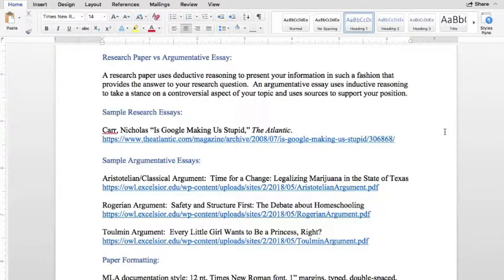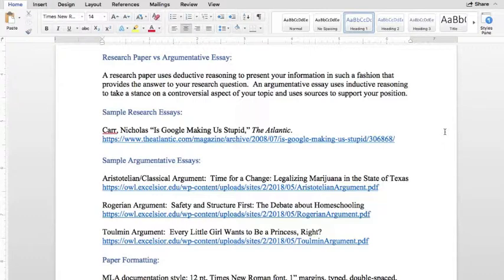An argumentative essay uses inductive reasoning, which is the opposite, where you take something very specific. So you have a thesis statement, maybe, that you're trying to defend, and then you draw some general conclusions from that. So you would be taking a stance on a controversial aspect of your topic in an argumentative essay, and then using the sources to support that position. So rather than say, all these sources lead me to this conclusion, you're saying, here's my conclusion up front, and this is how all the sources support that position.